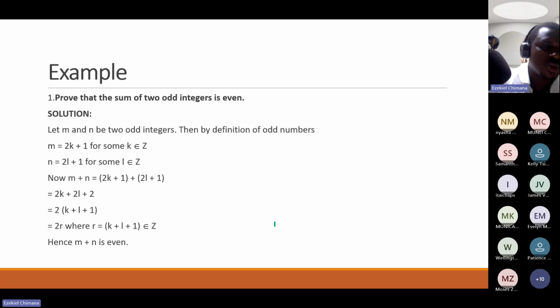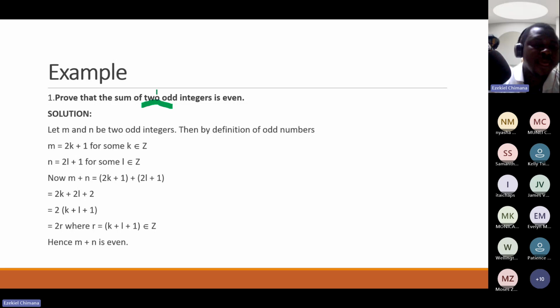Then let's look at this one, which says prove that the sum of two odd integers is even. If you take two odd integers and add them, you are going to get an even number, and you need to prove that. If it is silent, it's not asking you to use any other type of proof, so you can just go for the direct method of proving.